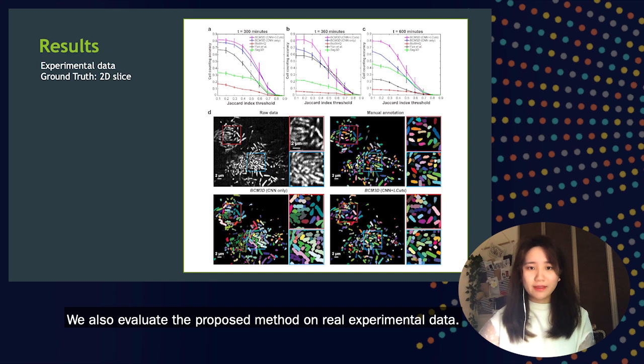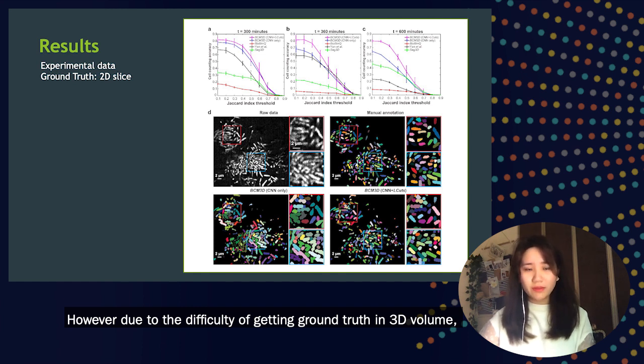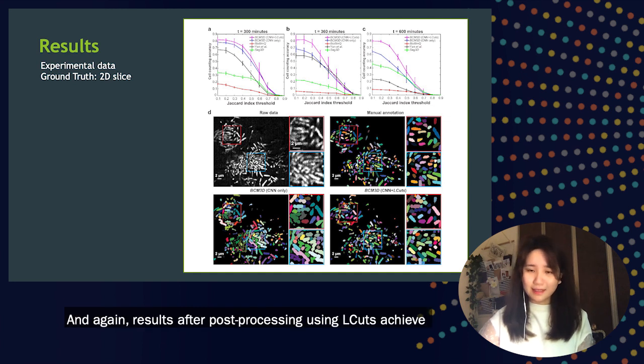We also evaluate the proposed method on real experimental data. However, due to the difficulty of getting ground truth in 3D volume, we evaluated the result in 2D slices. And again, results after post-processing using LCuts achieve the best performance, where connected cells are separated.